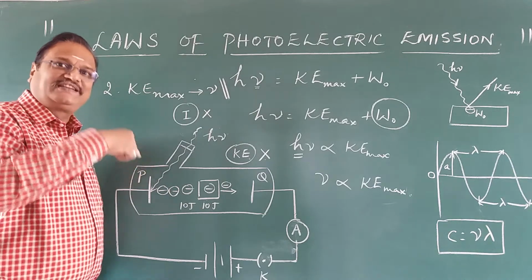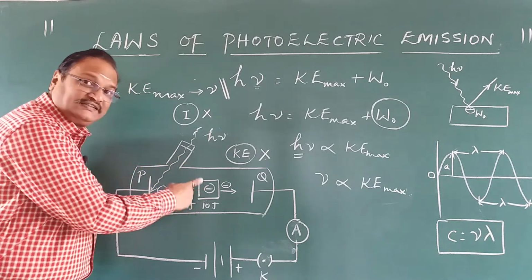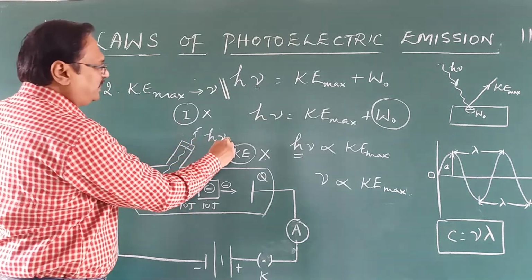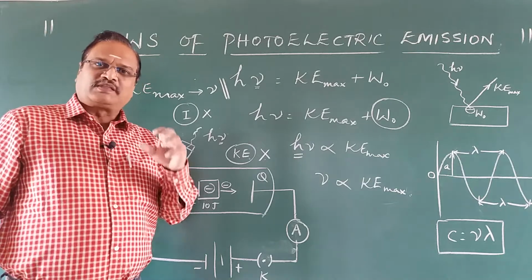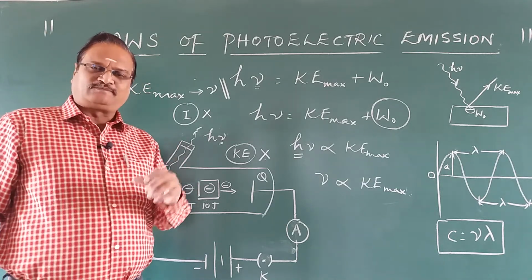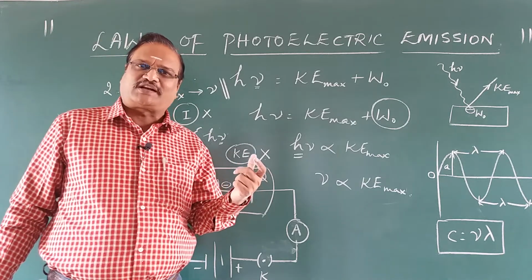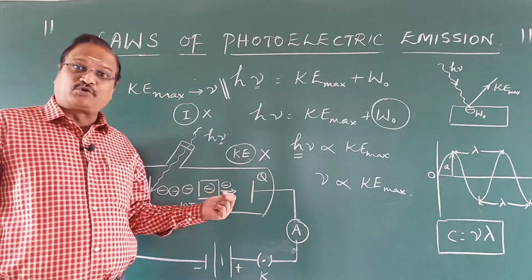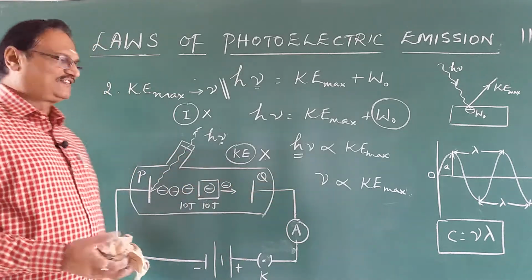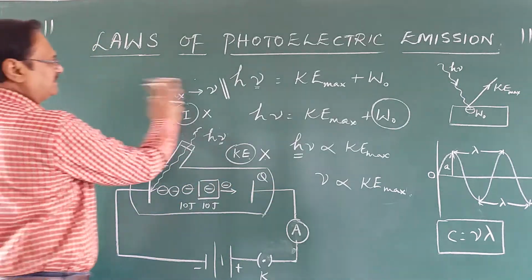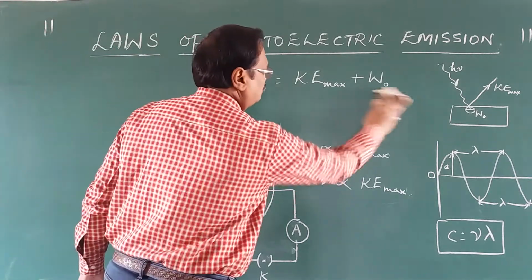If I want to increase the energy of the electron, then I have to change the frequency, and this is very important. The second law says that the kinetic energy maximum of the photoelectron is directly proportional to the frequency and not the intensity. I hope you understand the second point, right? That is intensity and frequency.